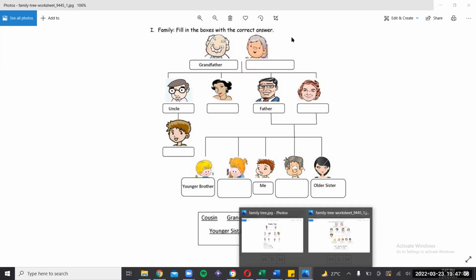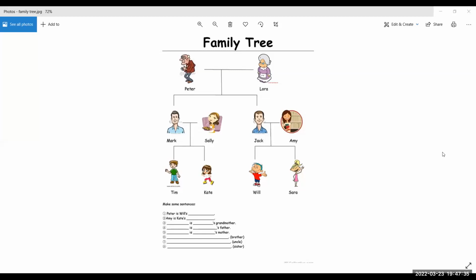I know the terms can sometimes be a little bit tricky, right? So we look at another one that is structured again a little bit differently. So we have names and we have little drawings of the people as well. So let me just share my screen with you. Okay, so we have another family tree.